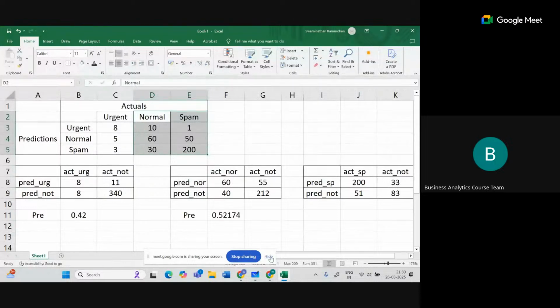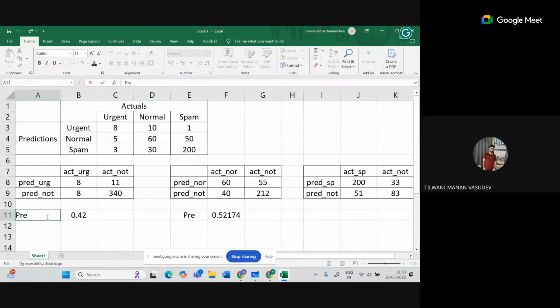Just unmute and speak. My question is, whenever that question comes, we have to take out the precision of this class or that class. So that class is considered as a positive class, right? Always. Suppose I'm saying precision of urgent, here urgent will be the positive class, and the rest will be the negative class. Same for recall. Yes, whichever class you are mentioning, that is the positive class.